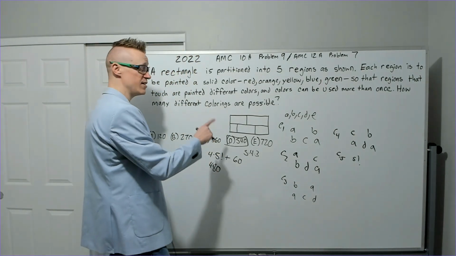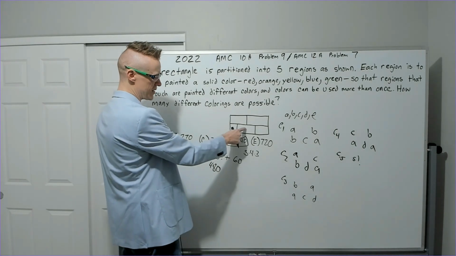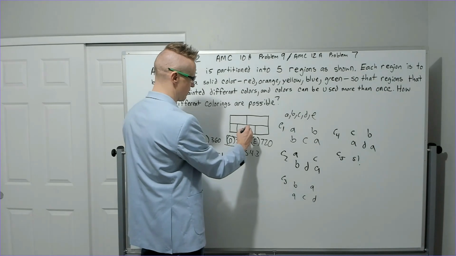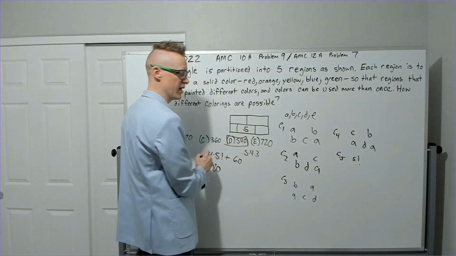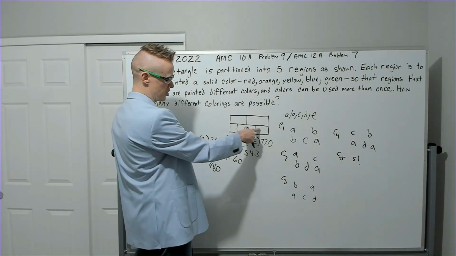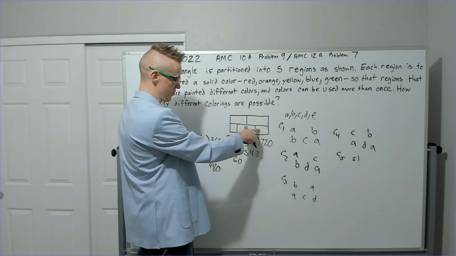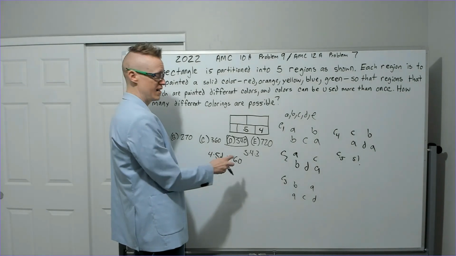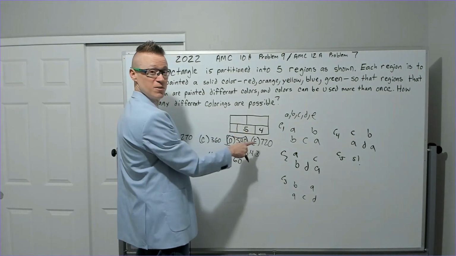So I'm going to give you the faster way now. This piece is kind of chairman of the board. And so you could say that you have 5 choices for this one. Once that piece is chosen, this piece must be different from that one. So I have 4 choices for that one. This one has to be different from both of those.